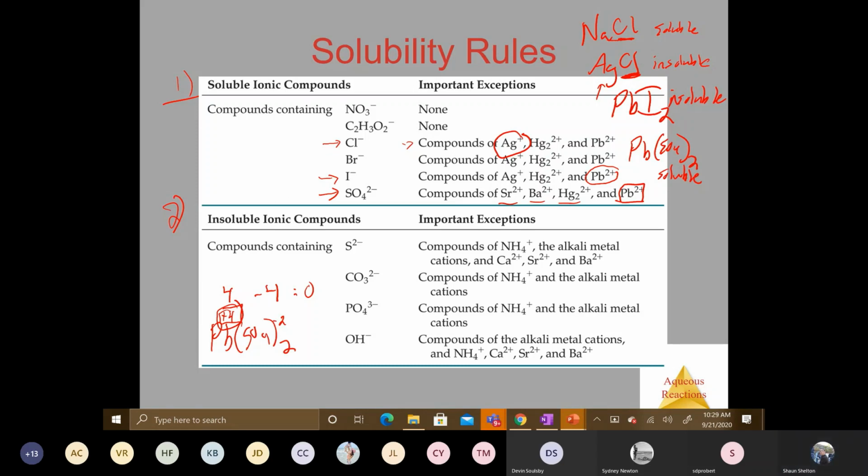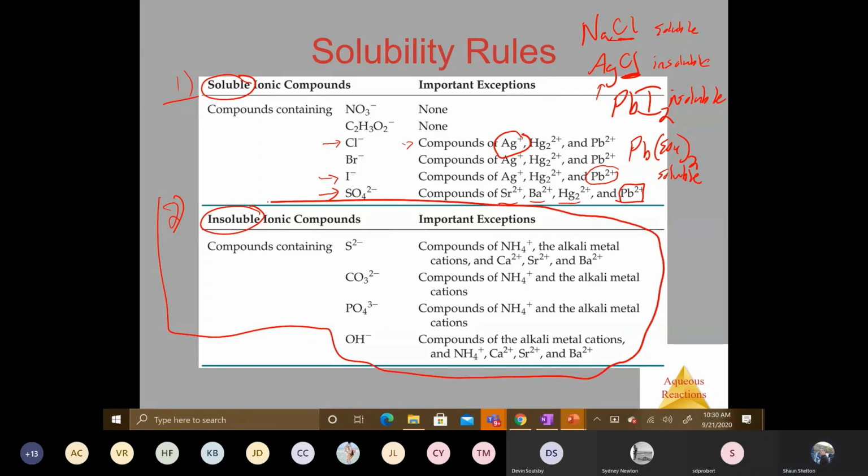Okay. So group two deals with insoluble compounds. So this is the opposite from what we just saw. Everything in group one is soluble, and everything in group 2 is insoluble. Now we're going to be focused on this group. All right, so I'm going to erase what I got up here, and then we'll do an example too.